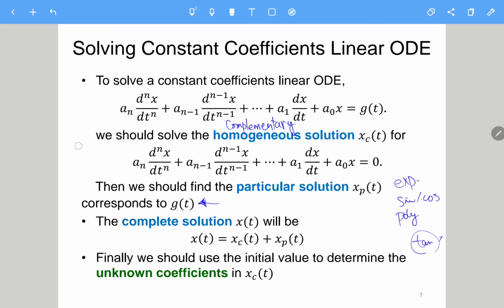So this is the first step, to find the homogeneous solution, and the second step is to find the particular solution. We should memorize how to guess the particular solution, but it is quite trivial. The third step is to just add the homogeneous solution and the particular solution together, and then we'll get the complete solution. For some problems, if we know the initial condition, then we can find the coefficient of the homogeneous solution, so that it makes the solution unique. So finally, we should use the initial value to determine the unknown coefficient in xc of t. For some problems, we may not have the initial value, then there will be arbitrarily many solutions. There will be an arbitrary constant in this term, but it'll be fine.